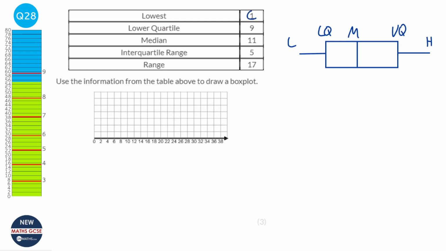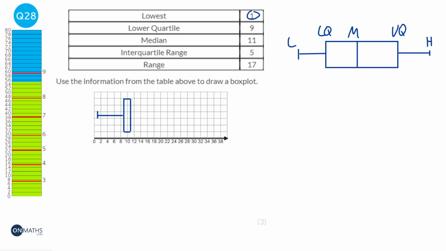So lowest value is at 1 on this one, and normally we just put a little line at the end here. So we're going to put a line at 1, a little bit further to the right. There we go. And our lower quartile is 9, which is where the box starts. So we're just going to start a box there, and connect these up. There we go. And our median is 11, so we're just going to show that. Quite a thin box plot so far.